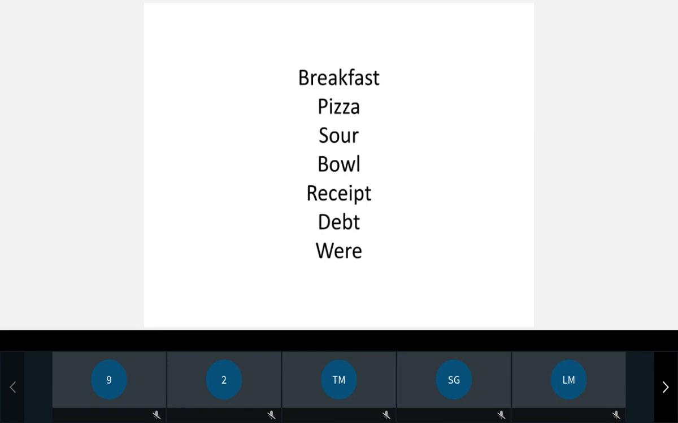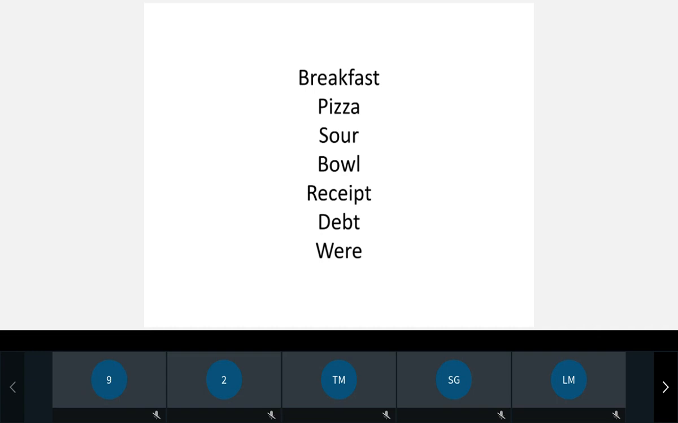So the next is sour. I often hear people call it sore. Sore is a different word. When something is very painful, then we use the word sore. Rather, the taste that we are defining is sour.